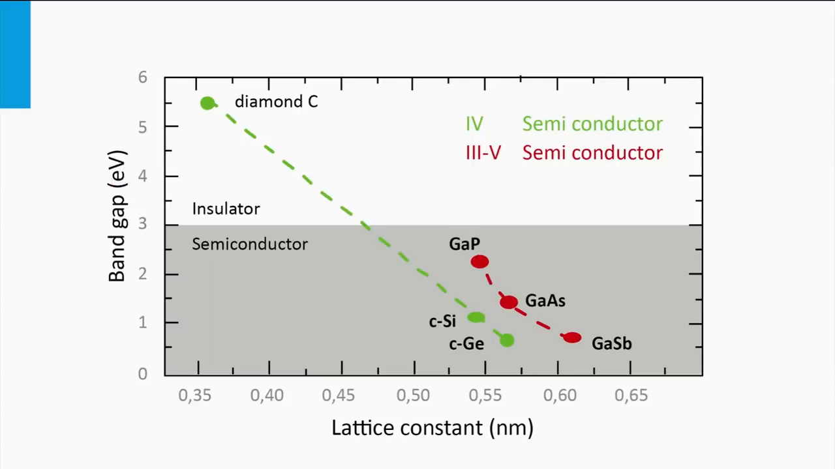Let's consider the 3-5 materials based on gallium, like gallium phosphide, gallium arsenide, and gallium antimonide. Again, the larger the lattice constant of the material, the smaller the band gap will be. Gallium phosphide has the smallest lattice constant and therefore the largest band gap.